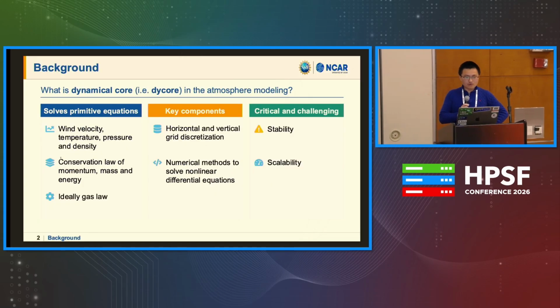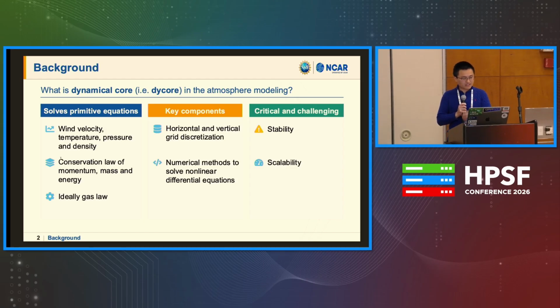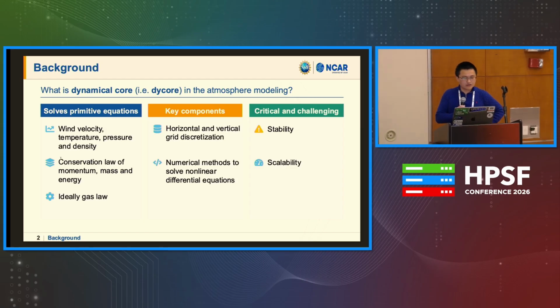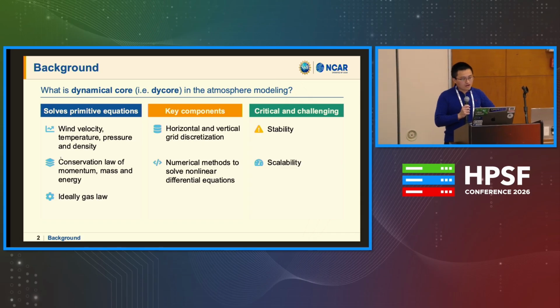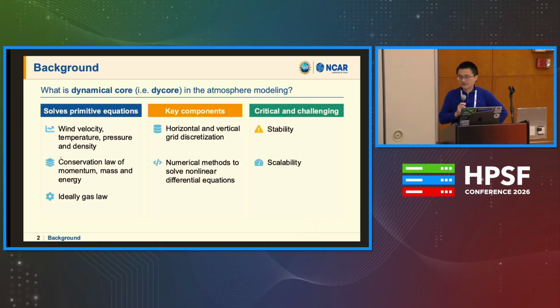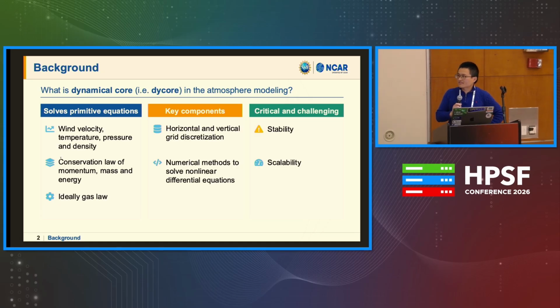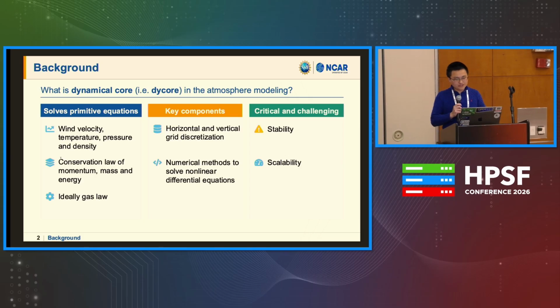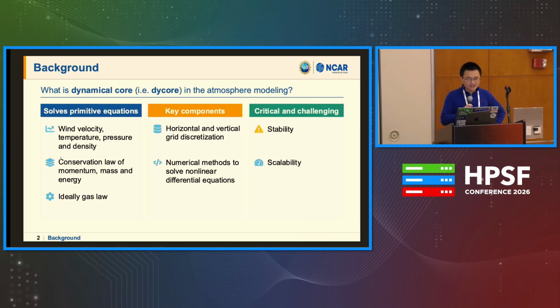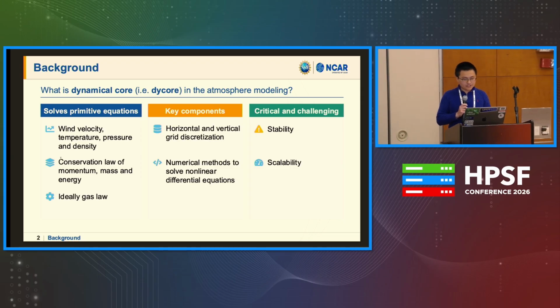So for people who are not familiar with the atmospheric modeling area, there's a terminology called dycore in my title. The dynamical core, or sometimes we say dycore, is a component in the Earth system model that solves the primitive equations for the state variables such as wind velocity, temperature, pressure, and the densities. It usually follows the conservation laws for momentum, energy, and mass.